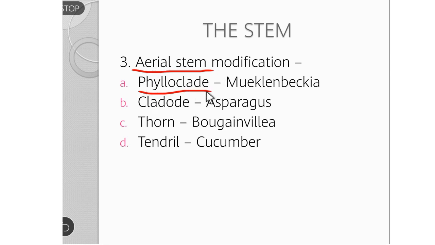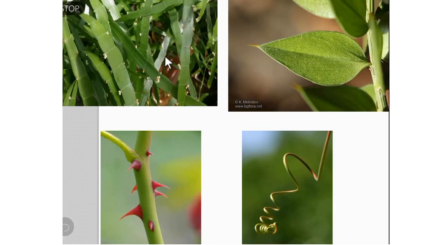Phylloclad is nothing but when the whole stem of a plant is modified into a leaf-like flattened structure which helps in photosynthesis. The main example is Muehlenbeckia. This picture here shows the Muehlenbeckia. This is a stem which is modified to a green flattened structure which looks exactly like a leaf, which helps in photosynthesis. So in this way, the whole plant stem is modified for photosynthesis, which looks like a flattened green structure.